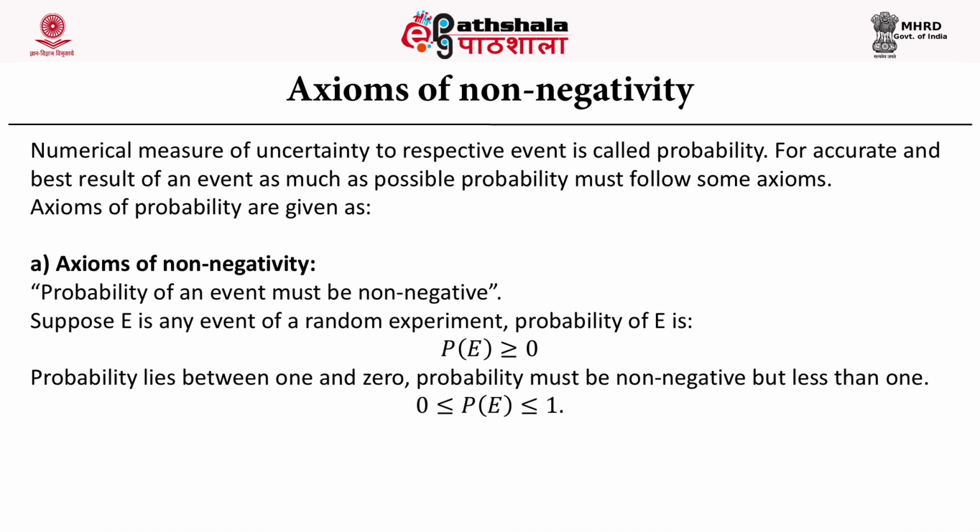Suppose capital E is an event of a random experiment. Probability of E should be greater than or equal to 0. Probability lies between 0 and 1. So it means the chance of occurrence of any event lies between 0 and 1, and it should be non-negative.